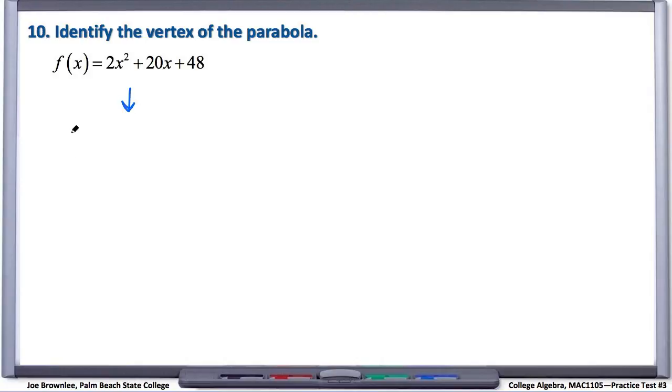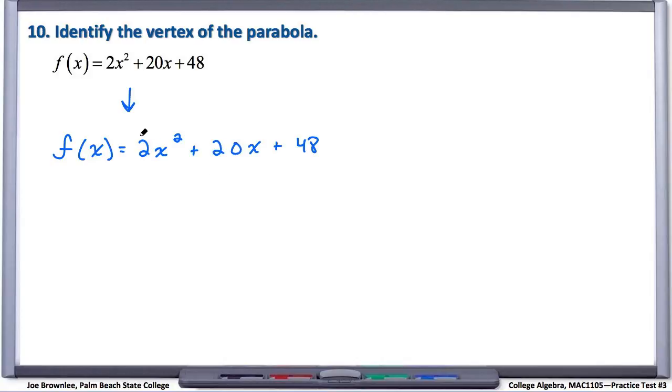All right, so I'm going to start and rewrite our given equation here. So 2x squared plus 20x plus 48. And what we're doing is we're going to take the standard form that we were given, and rewrite it into vertex form. And once it's in vertex form, we'll be able to quickly identify the h and k that make up our vertex.